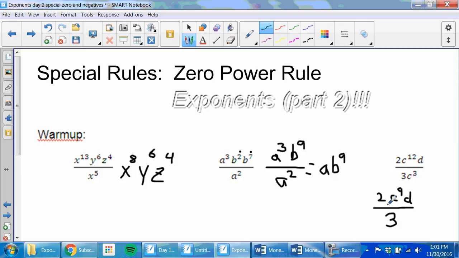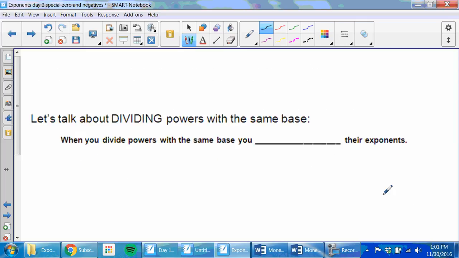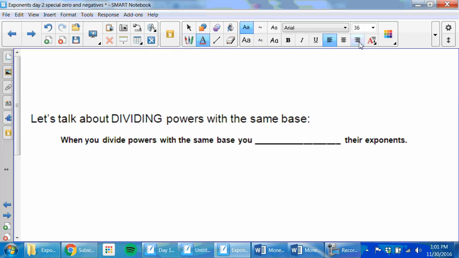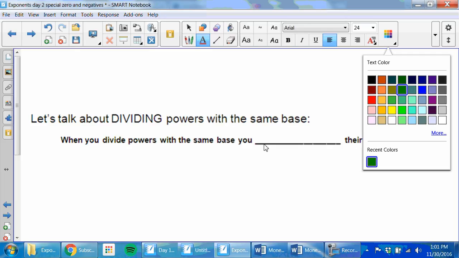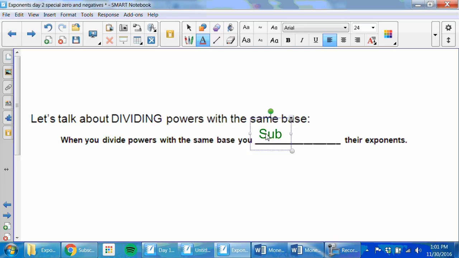Don't worry too much about these big numbers out front. These coefficients, as we call them, we divide if they're not powers. Okay? So we talk about dividing powers with the same base. When you divide powers with the same base, you subtract your exponents. You subtract your exponents. Okay?